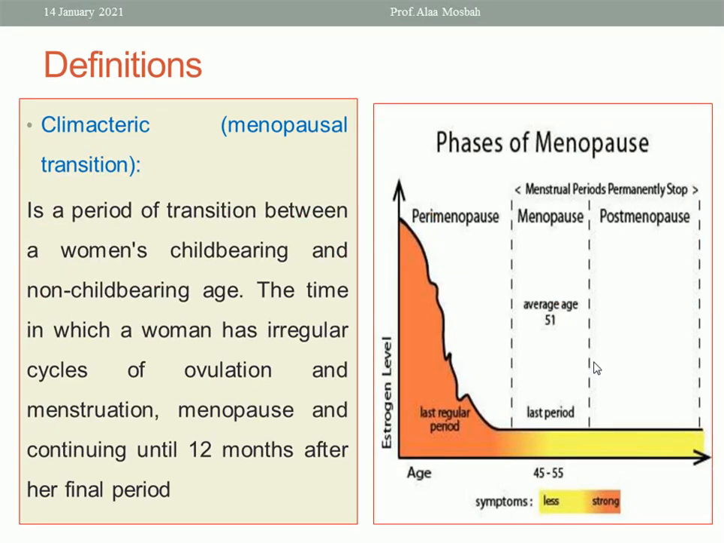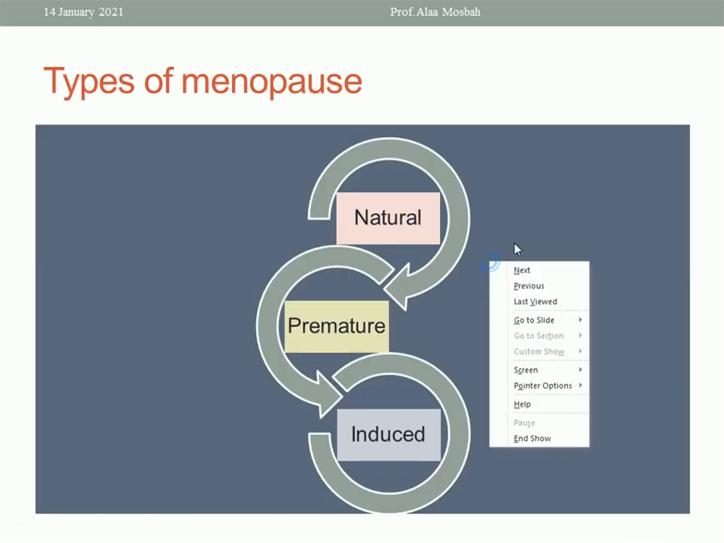So what is the climacteric or menopausal transition? If we say this is the menopause age, this is the climacteric, which means the transition between the childbearing age before this and the postmenopausal age after this. So this area is called climacteric. And during this period, the cycles become irregular, ovulation becomes irregular until cessation of menstruation completely for 12 months. This is the climacteric or menopausal transition. You should know that the age of menopause ranges between 45 to 55, okay?